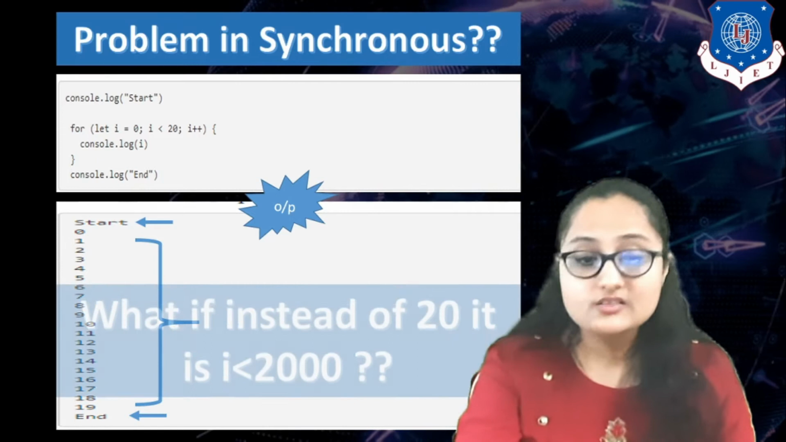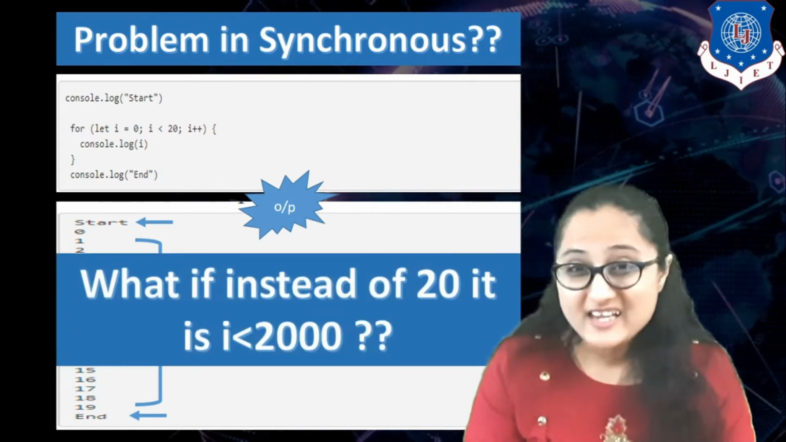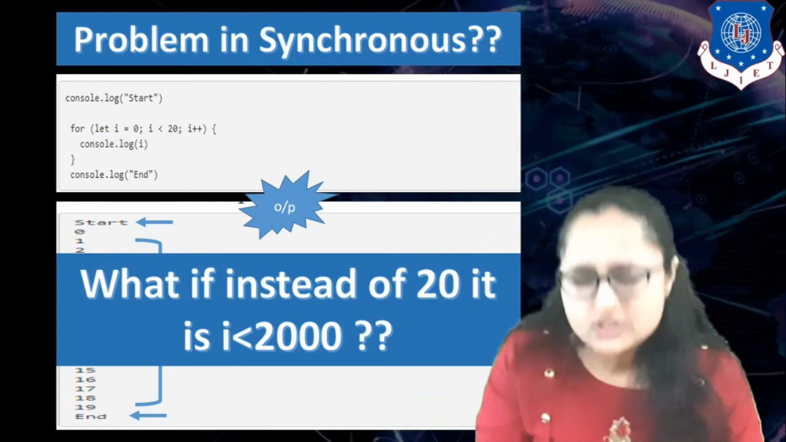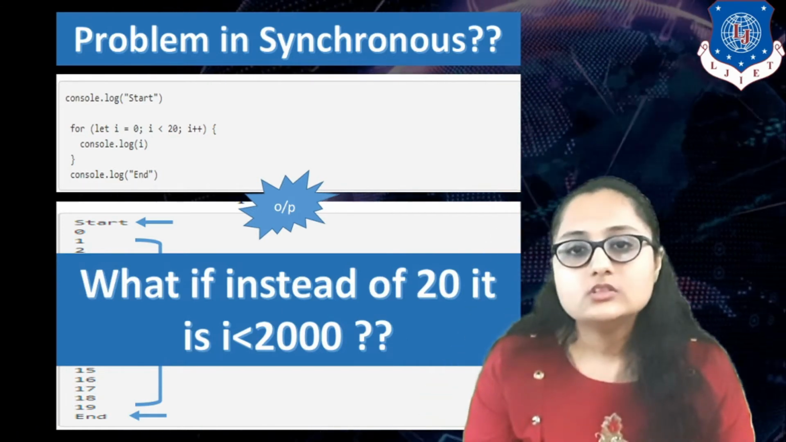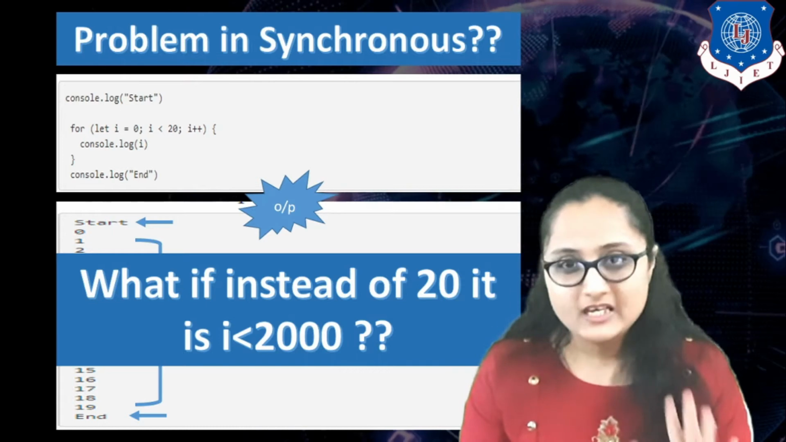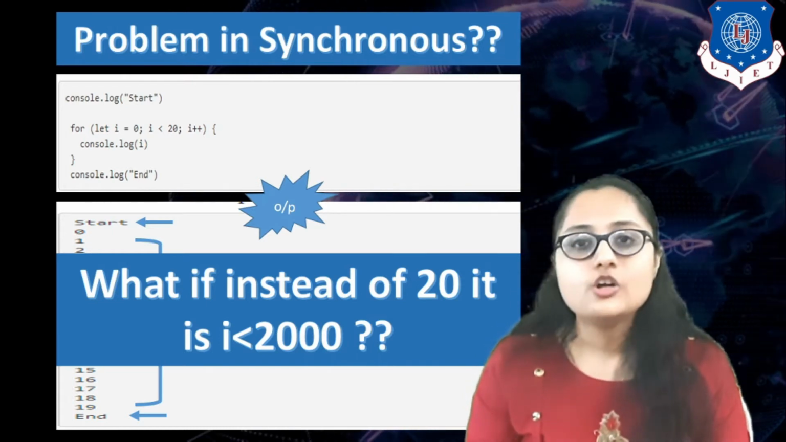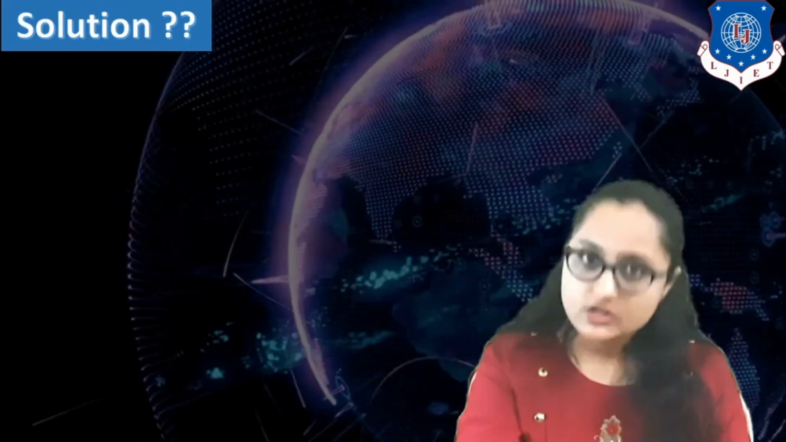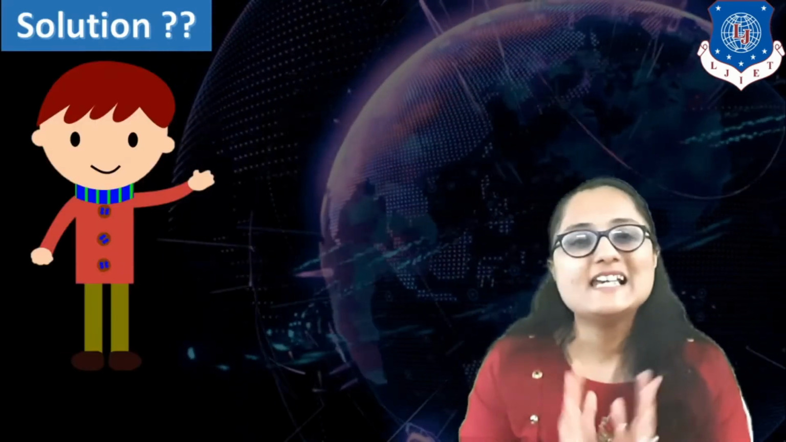For example, instead of 20, what if my i is less than 2000, and I want to perform the next task immediately after starting this loop? Am I able to do so? No. So this is the problem in synchronous mode. What is the solution? The solution is asynchronous mode.